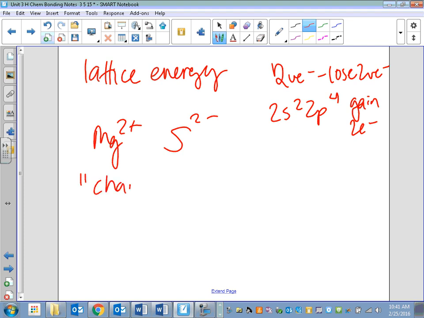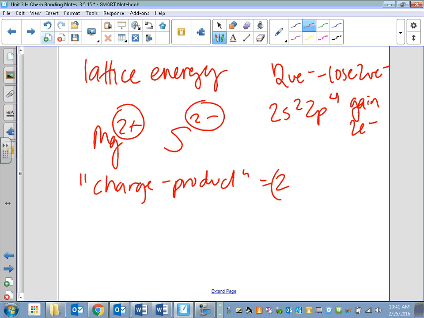Okay, so the way we figure out the lattice energy is the strength of something called the charge product. Charge product means 2 really easy things. These are the charges. What does product mean in math? Multiply. Okay, guys, multiply those charges, and then take the absolute value. So 2 plus and a 2 minus equals absolute value 4. So a 4 charge product is what magnesium sulfide has when it gets together.